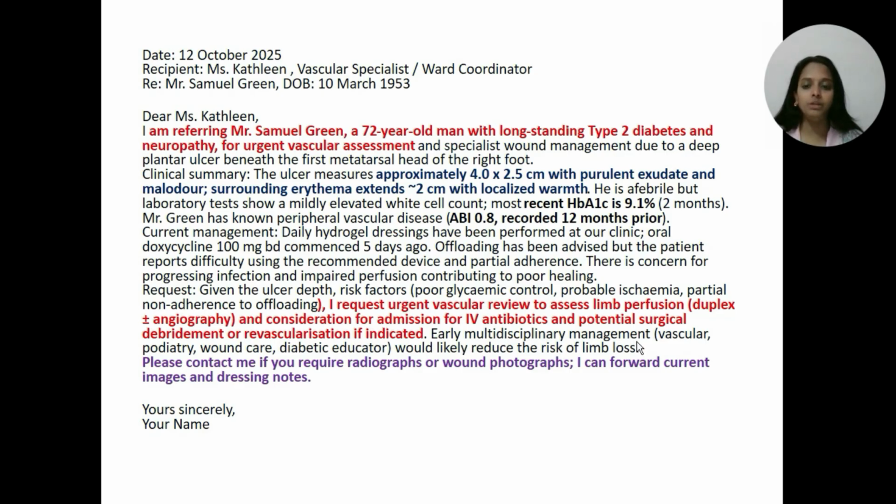Early multidisciplinary management would likely reduce the risk of limb loss. Please contact me if you require radiographs or wound photographs. I can forward current images and dressing notes.